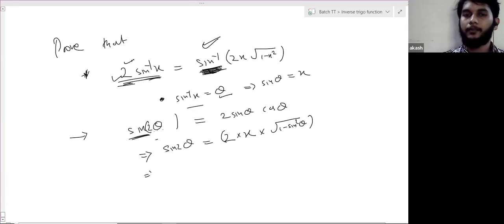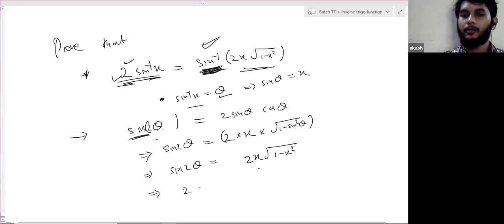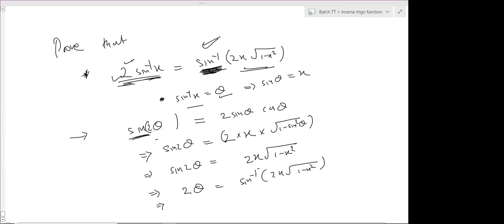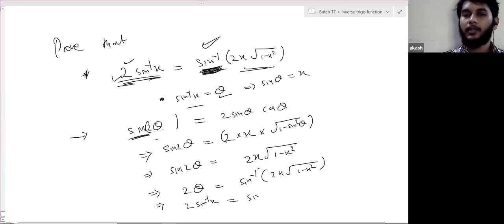So we have sine 2 theta equals to 2x under root 1 minus x square. We can see that this is forming here. Now just take sine to that side. So 2 theta equals to sine inverse of 2x under root 1 minus x square. All right. Is this clear? Yes, sir. So theta we can substitute, 2 sine inverse x. We get the proof. Very simple.